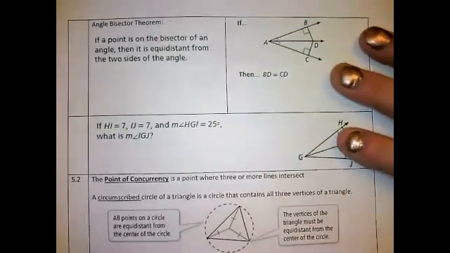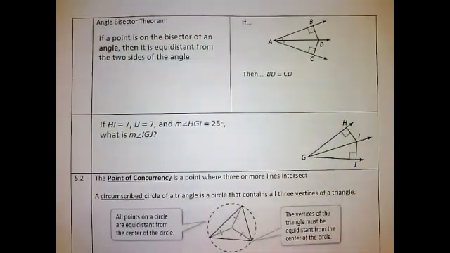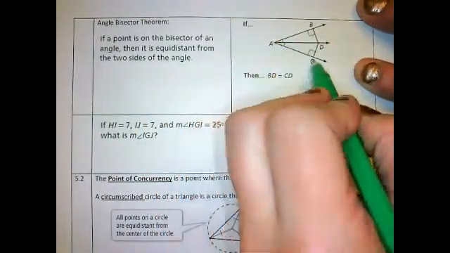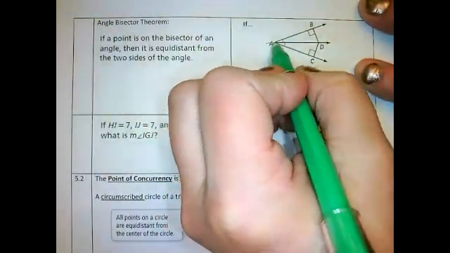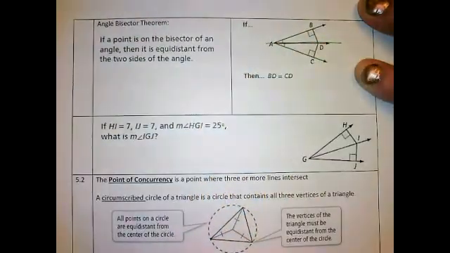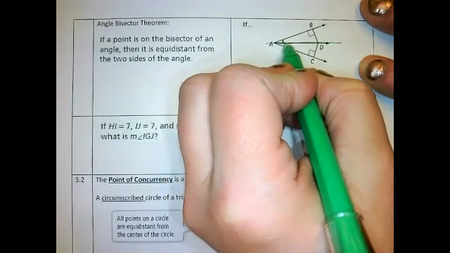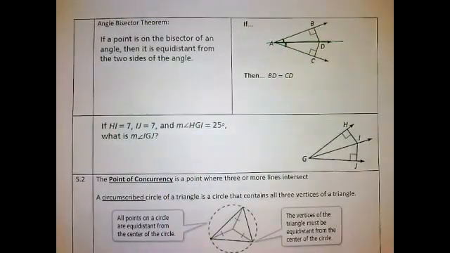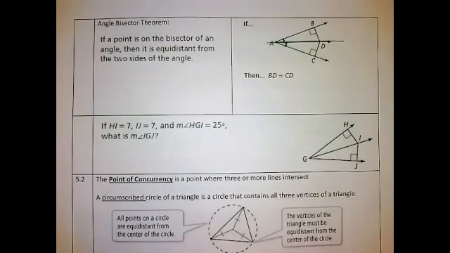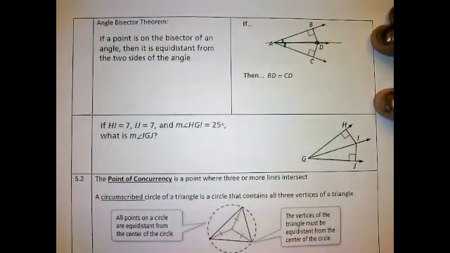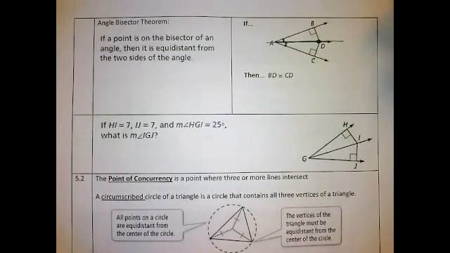So now let's look at the angle bisector theorem. The angle bisector theorem says that if a point is on the bisector of an angle, so here's this angle BAC, and it's cut in half by this ray AD. How do I know that? I know that because it's showing me that these two angles are congruent. So I know it's an angle bisector. And so if a point is on the bisector of an angle, so any point on this angle bisector, such as D, then it is equidistant from the two sides of the angle.